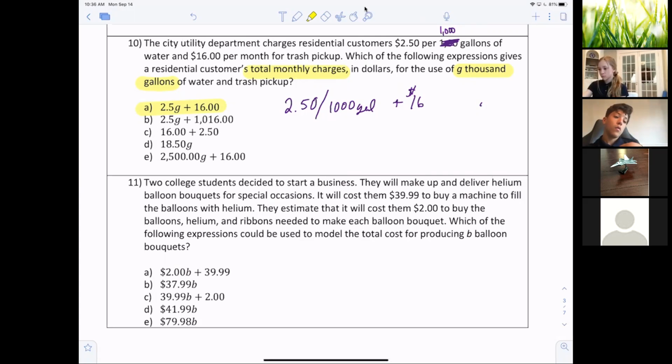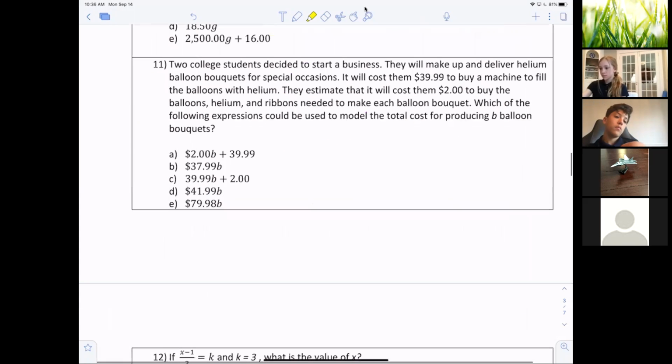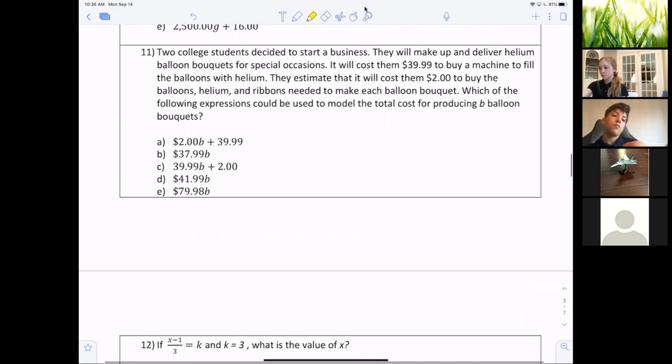All right, now number 11. Who wants to tell me what they think about number 11? Come on, someone speak up. Homeschool peeps, who's got an answer for number 11? I got A for number 11. Any of my other homeschool peeps get A?